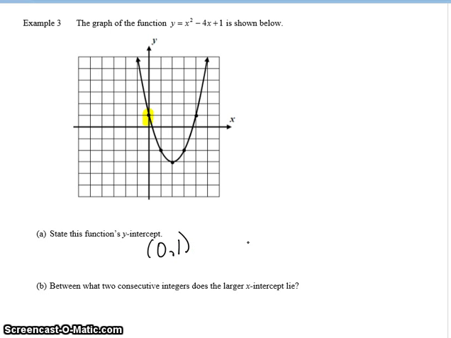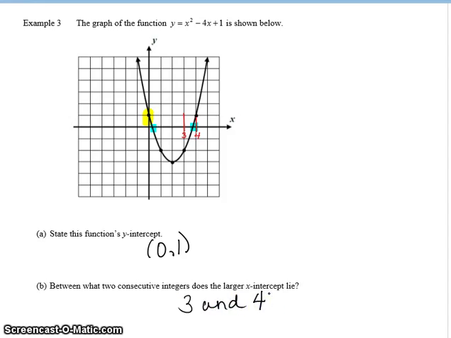Between which 2 consecutive integers does the larger x-intercept lie? So my x-intercepts are where it is crossing over the x-axis. So I just highlighted those in blue. So the larger one falls between this number and this number. So if I count over, that's 1, 2. It's falling between 3 and 4. So that's the answer to part B. So it's between 3 and 4.